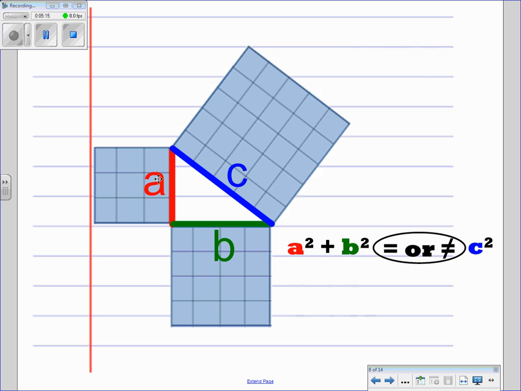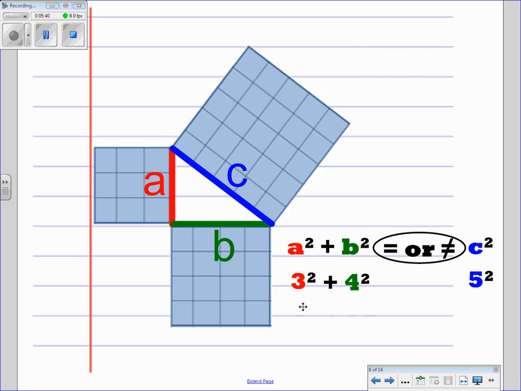A is 3, so we're going to substitute 3 for A. B is 4, so we're going to substitute 4 for B. And C is 5, so c squared becomes 5 squared. That's our third step. First we label, then we write the Pythagorean theorem, and then we substitute.